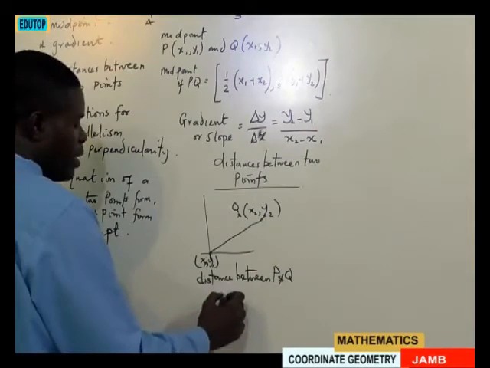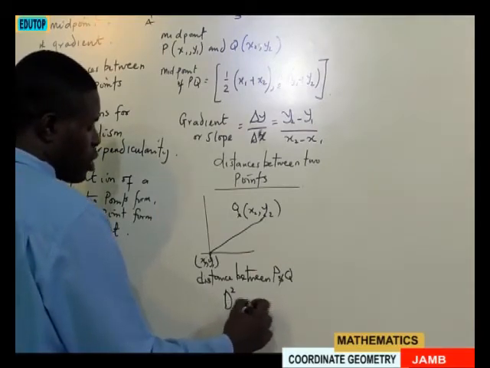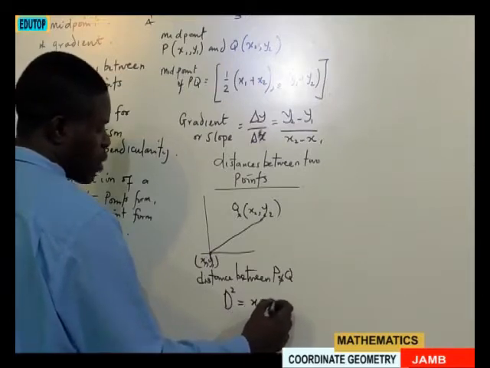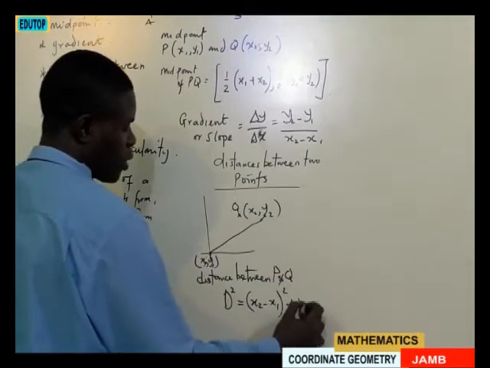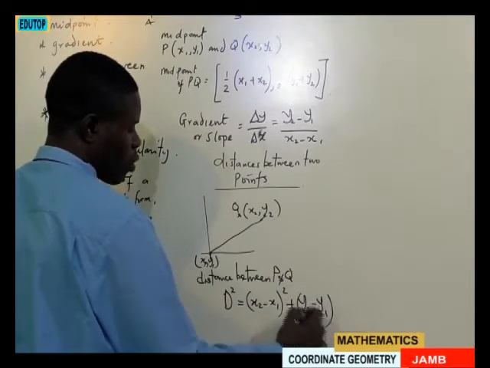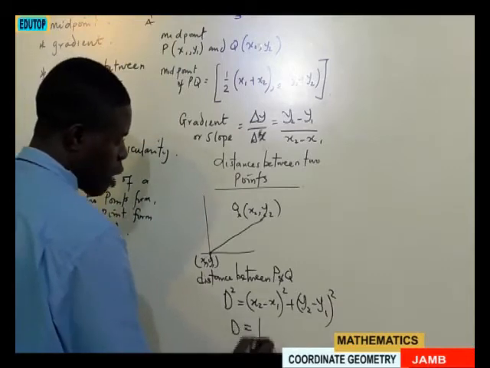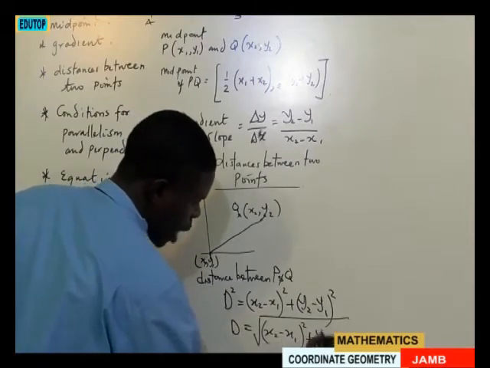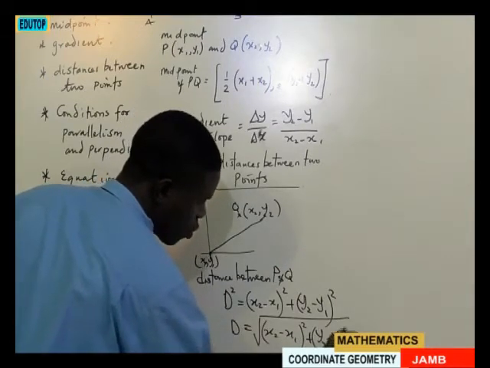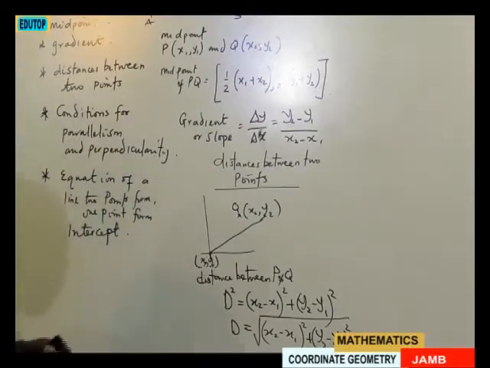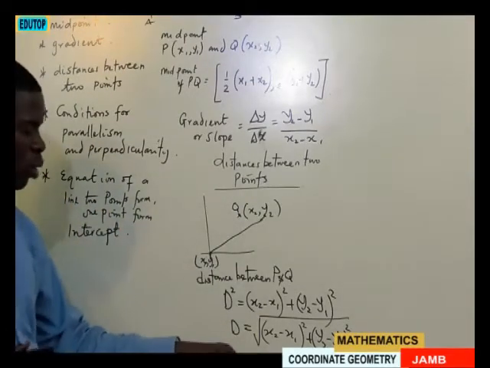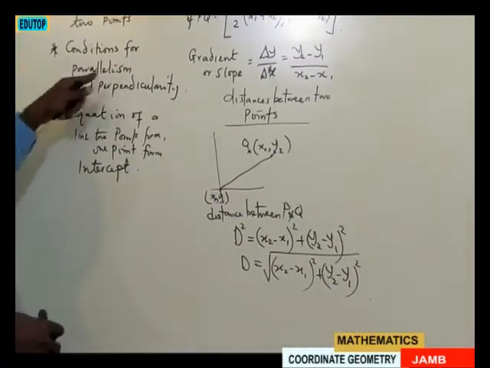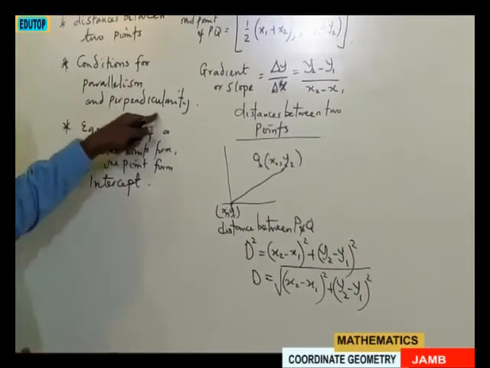The formula is d squared equals x2 minus x1 all squared plus y2 minus y1 all squared. Then the distance will be the square root of x2 minus x1 all squared plus y2 minus y1 all squared. That's the formula for calculating the distance, and mostly it is expressed in square units. Take note of that.